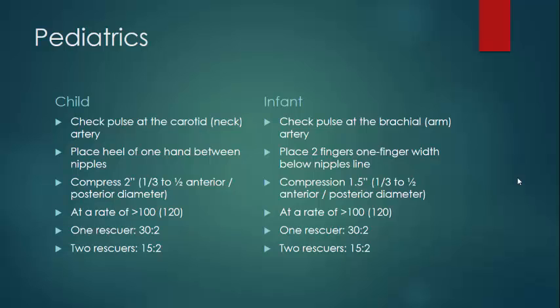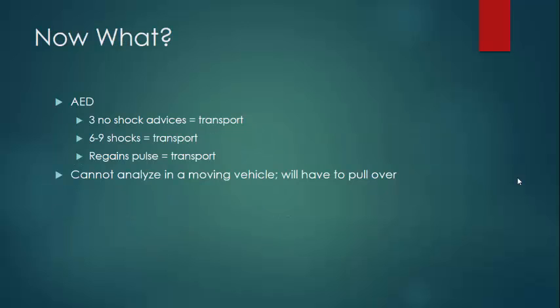If you do 2 rescuer CPR, sometimes the 2 thumbs and circling technique is a lot easier. You don't tire out as fast. And we're going to compress at least 1.5 inches, and again, 1/3 to 1/2 the anterior-posterior diameter of the chest. Same rate, at least 100, with that sweet spot of 120. 1 rescuer 30 to 2, 2 rescuers 15 to 2. So something that takes you a little bit further than CPR class.